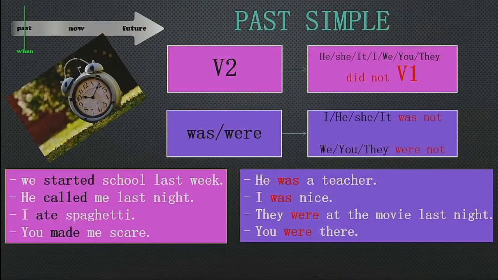And then again, sesudah to be, we just find a teacher. Teacher itu kata benda. And then nice, kata sifat. And then at the movie, keterangan tempat. And then there, keterangan tempat juga. Jadi kita boleh meletakkan to be-nya di mana sesudah to be itu ada kata sifat, kata benda, ada keterangan tempat.